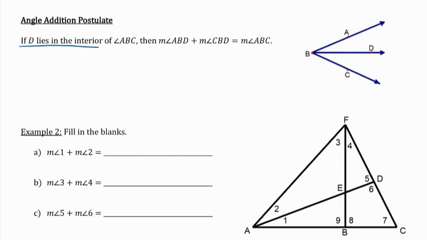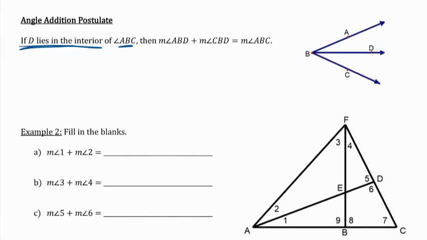Notice in our little postulate here, it talks about if D lies in the interior of angle ABC. So remember, here's my angle ABC. So that means I'm talking about this whole angle. And here is point D. It's on the interior of that angle. Okay. Then I can say, as long as D is on the interior of that, then that means that the measure of ABD, which would be this angle, right? ABD, plus the measure of CBD, so here's CBD, that's this angle, that would equal the measure of the whole thing if I add them together, okay?